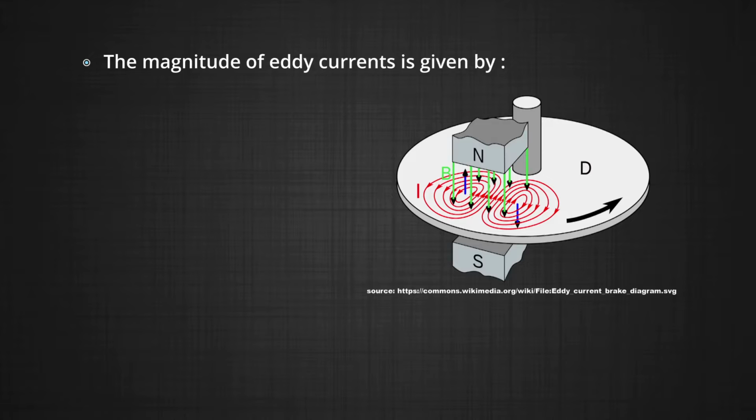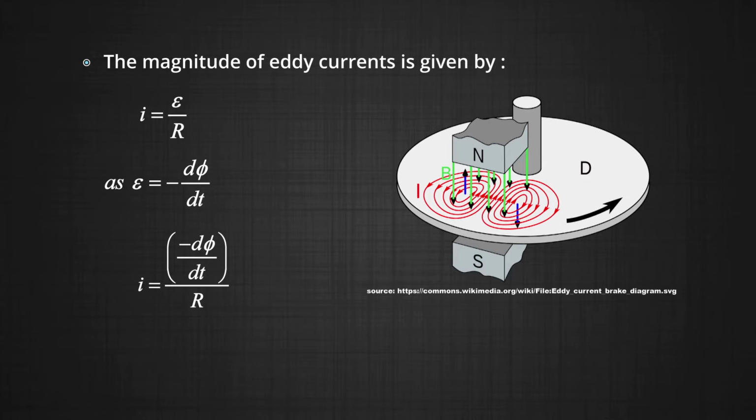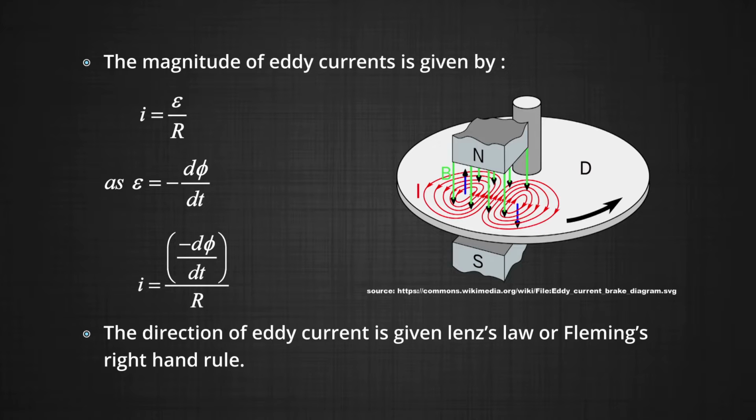The magnitude of eddy currents is given by I equals E upon R, where E is the induced EMF. And we know that E is equal to minus d phi by dt. Therefore, I is equal to minus d phi by dt upon R. The direction of eddy current is given by Lenz's law or Fleming's right-hand rule. Here also Lenz's law is at work.